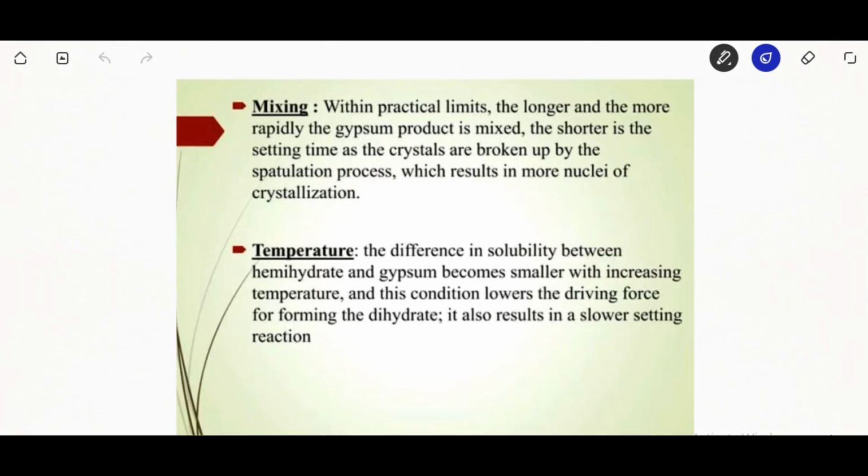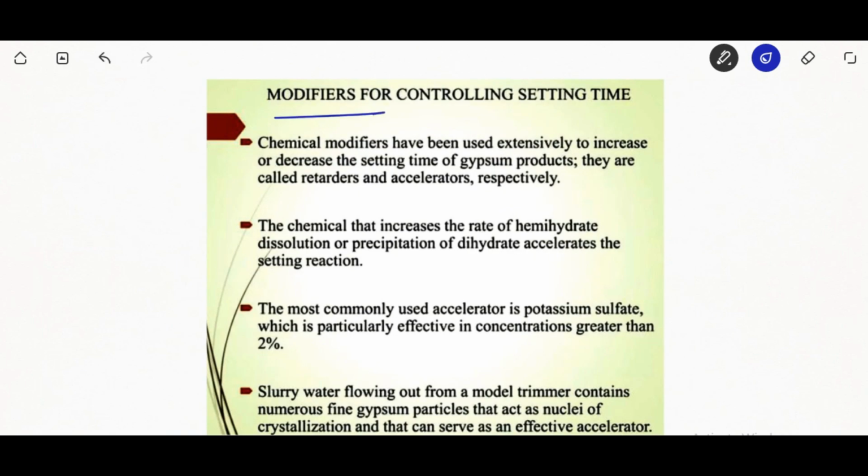What are accelerators and retarders? If a chemical is added to decrease the setting time, it is known as an accelerator, whereas if it increases the setting time, it is known as a retarder.